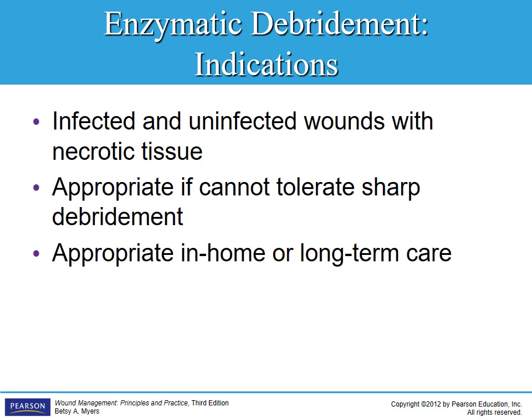The indications are for infected and uninfected wounds with necrotic tissue. Now, this is one of the ones where you can use enzymatic debrider on an infected wound. The enzymatic debridement itself is not going to spread the infection. It's not going to cause the infection to get worse. It's simply going to break down those devitalized collagen fibers so that you can start to clean the wound. It's appropriate if the patient cannot tolerate sharp debridement, and it's also appropriate in home or long-term care.